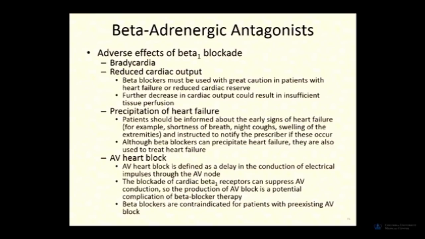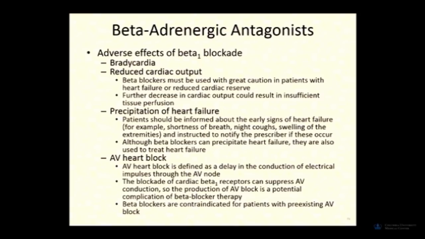Precipitation of heart failure. So if the reduction in cardiac output is significant enough, you can cause people to go into heart failure. And some of the signs of heart failure include shortness of breath, nighttime coughing, swelling of the extremities. Okay, and if the patient has any of these signs, they need to immediately discontinue their beta blocker and talk to their prescriber.